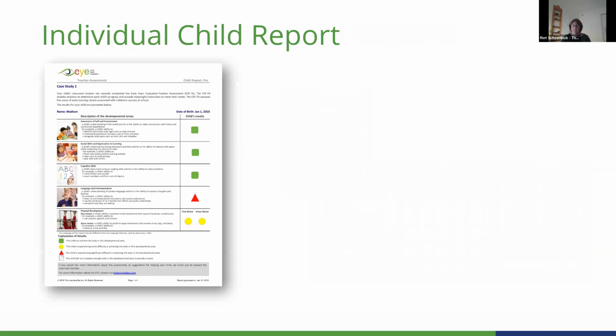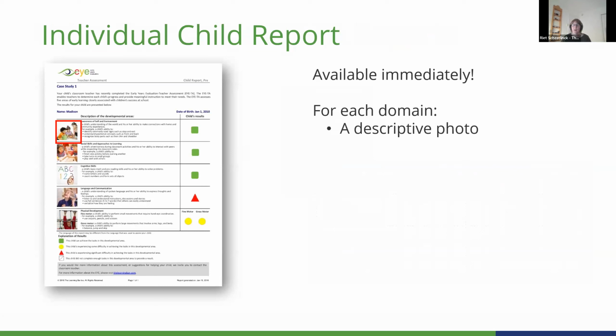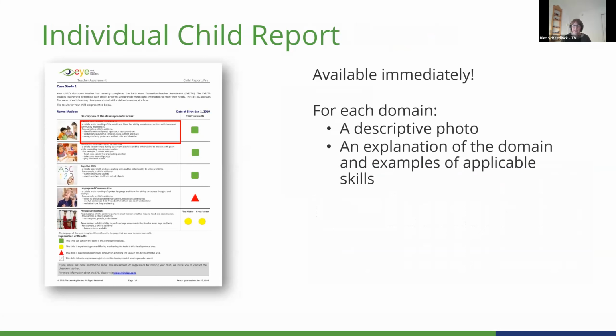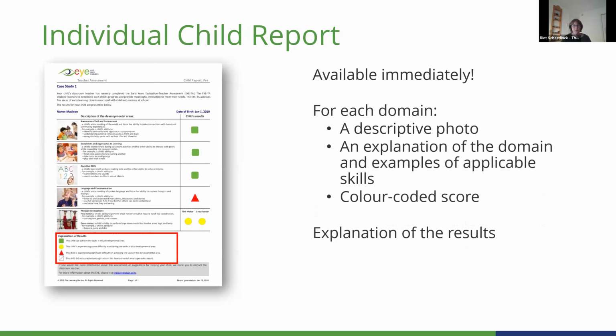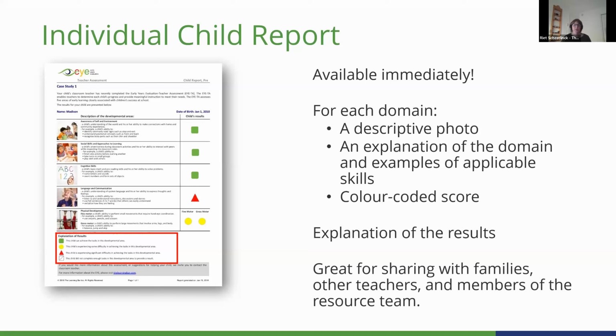Once teachers have collected their data and have entered it into the online system, individual child reports are available immediately for each child in the class. Each domain includes a photo, an explanation of the domain, and examples of applicable skills, and a color-coded score. At the bottom of the report, you'll find an explanation of the results, and these reports are great for sharing with families, other teachers, and members of the school resource team.